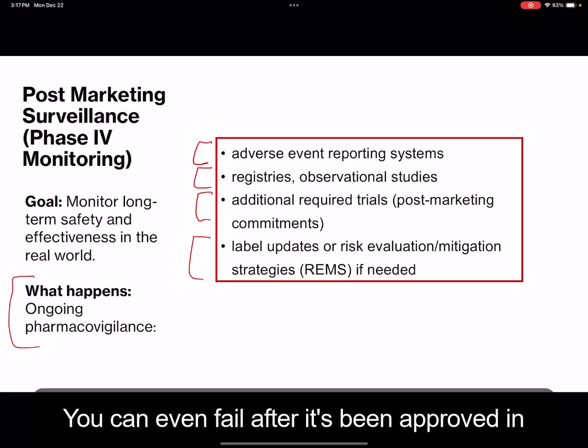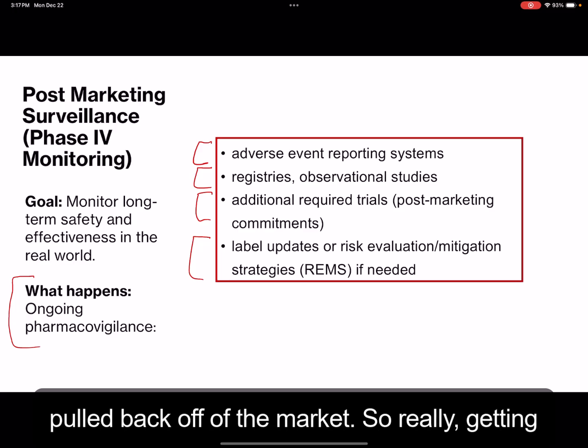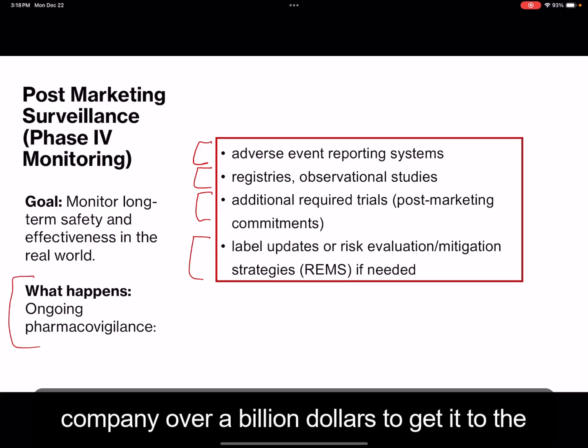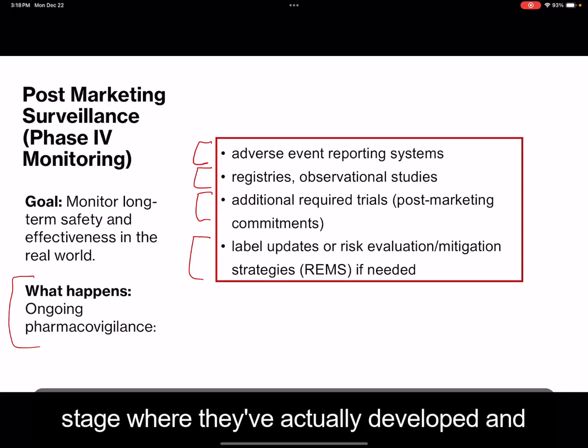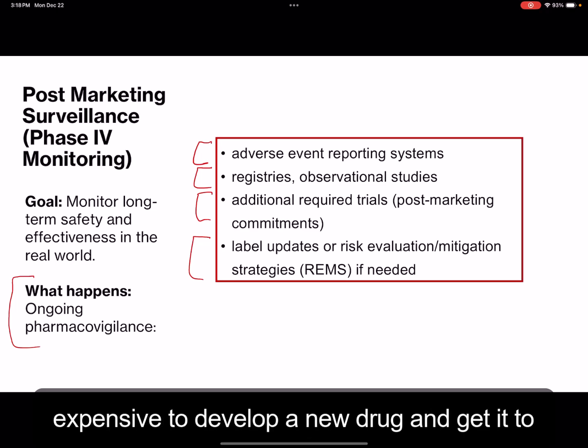It can even fail after it's been approved, in that post-monitoring stage, and it might be pulled back off the market. So really, getting a drug to market can cost a pharmaceutical company over $1 billion to get it to the stage where they've actually developed and marketed a single drug lead. So it's very expensive to develop a new drug and get it to market.